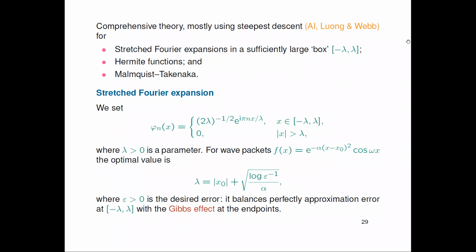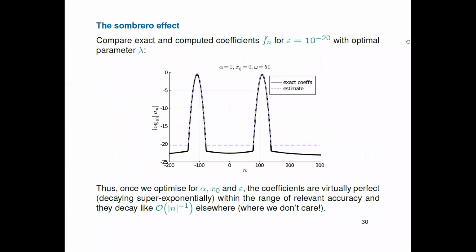So if you want to have the solution, say, up to 20 significant digits, epsilon is 10 to minus 20. And the idea is that we need to balance the error we are committing by chopping off everything outside this interval to the Gibbs effect at the endpoints. And this number balances everything perfectly. And it has a very, very interesting effect, what we call the Sombrero Effect.